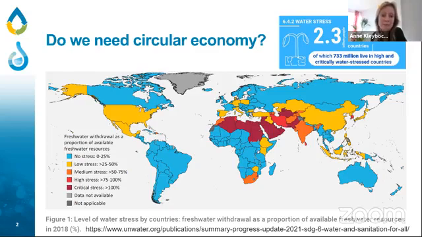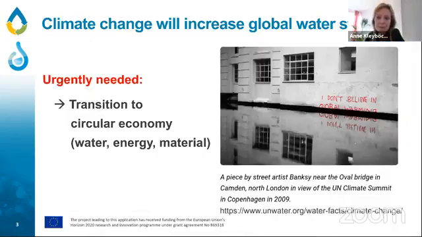And if you consider that climate change is progressing, this also means that our global water stress will increase. So this means we urgently need a plan B. And one part of this plan is the transition from a linear economy to a circular economy, not only in terms of water recovery, but also in terms of energy recovery. We can recover renewable energy and valuable material.